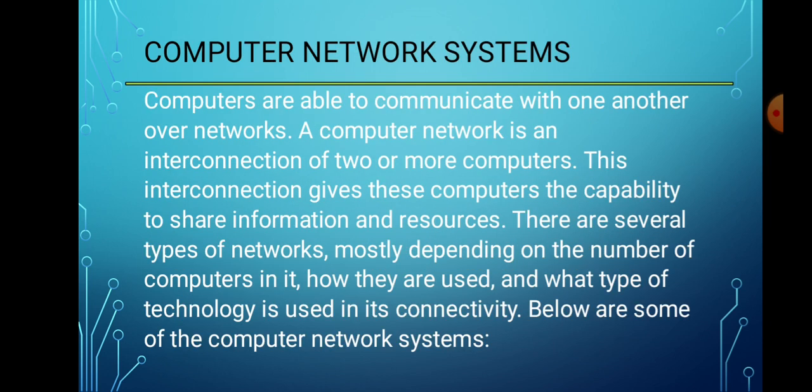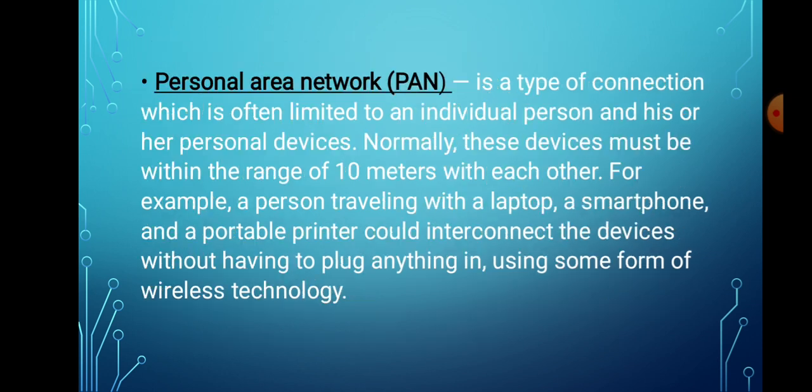Computers are able to communicate with one another over networks. A computer network is an interconnection of two or more computers. This interconnection gives these computers the capability to share information and resources. There are several types of networks, mostly depending on the number of computers in it, how they are used, and what type of technology is used in its connectivity. Below are some of the computer network systems.